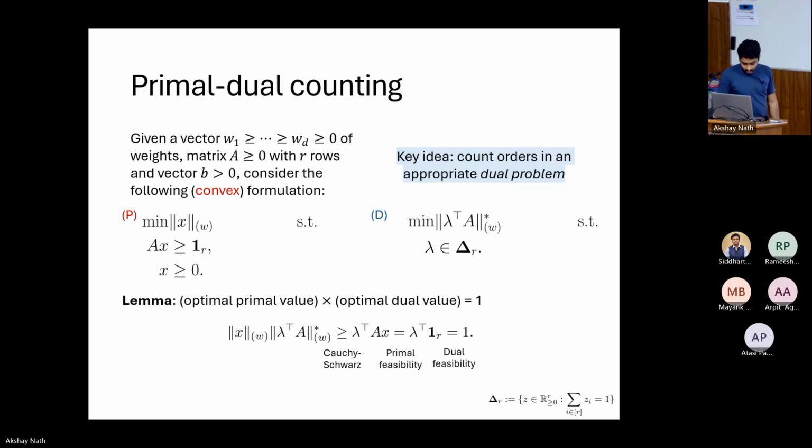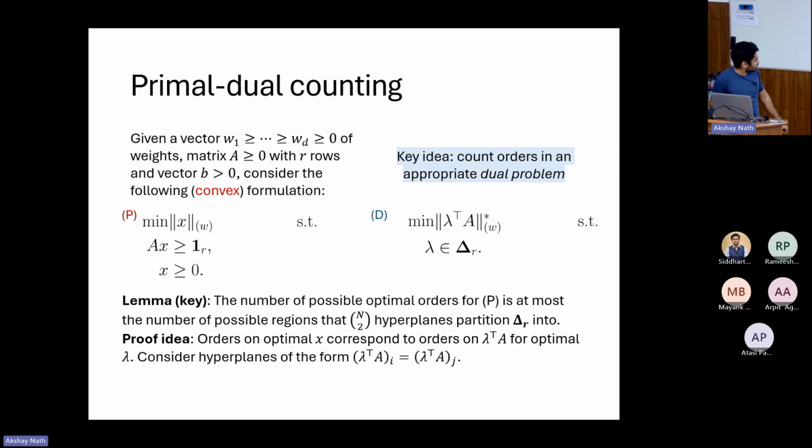So we have a nice dual problem, and this problem is nice because the ambient dimension here is d, the dimension there is r, and recall that we are thinking of r as a constant. So now our dual problem is in a constant dimension, where hopefully it's much easier to count the number of things. We were counting the number of orders in the primal, but we're going to count something different in the dual. And here's a key lemma. The number of possible optimal orders in the primal, as you vary w, you're going to get different orders for the optimal, is at most the number of possible regions that capital N choose 2 hyperplanes partition the simplex into.